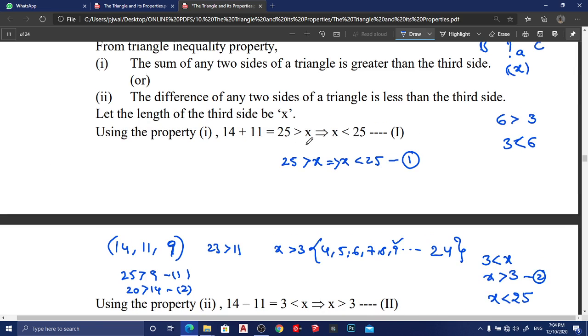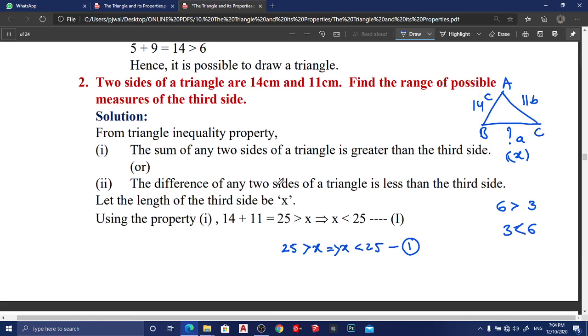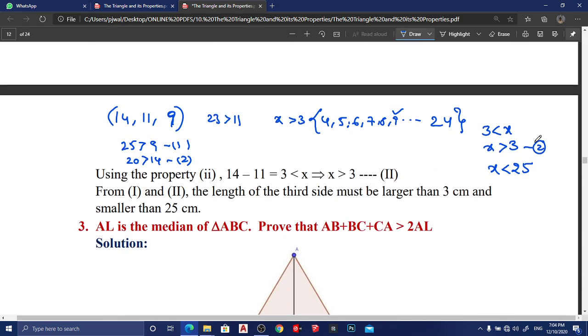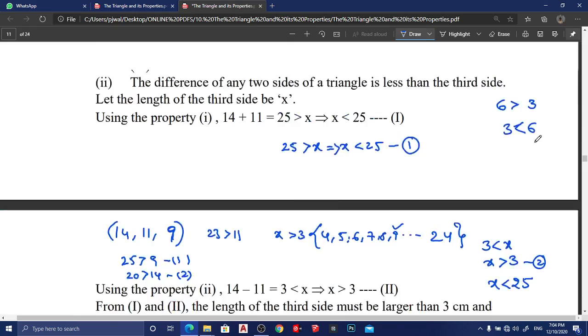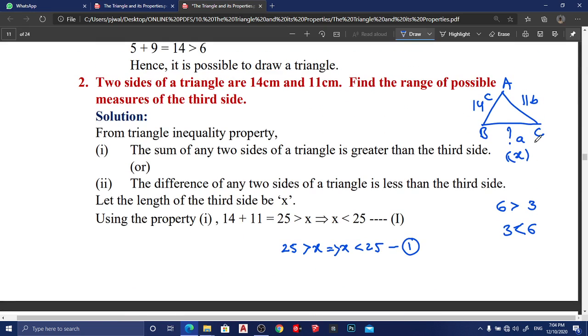Observe here. By applying the triangle inequality property only, we found the values of x you can take to form the triplet of the triangle. So like that, by using this property, we can find the range of the third side. What are the values you can take to construct a triangle? You can find those values. It's a very important problem you will get in your competitive exams.